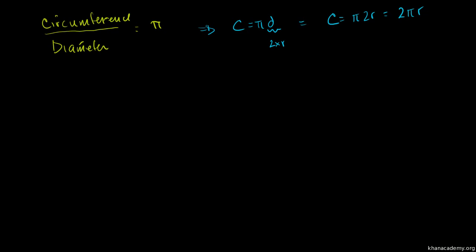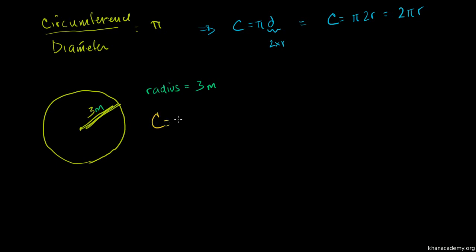So let's say I have a circle just like that. And I were to tell you its radius right there is 3. So let me write this down. The radius is equal to 3. Maybe it's 3 meters. Put some units in there. What is the circumference of this circle? The circumference is equal to 2 times pi times the radius. So it's going to be equal to 2 times pi times 3 meters, which is equal to 6 meters times pi, or 6 pi meters. Now I could multiply this out.